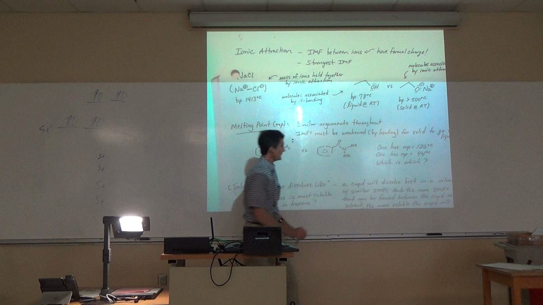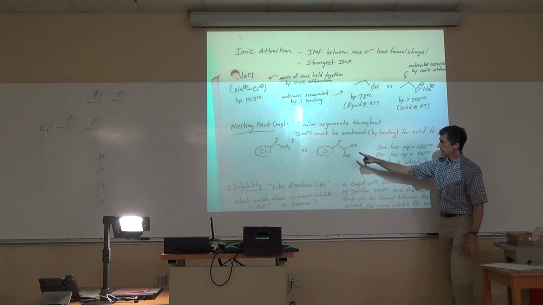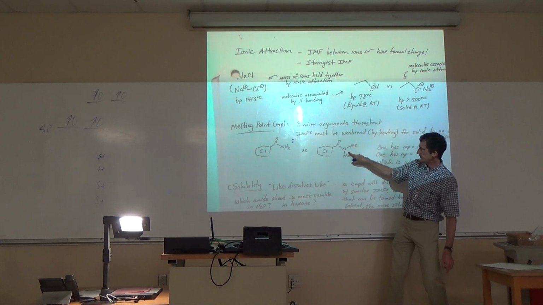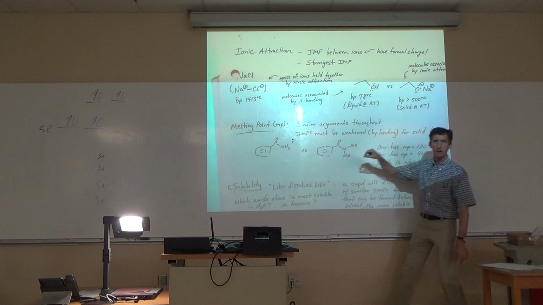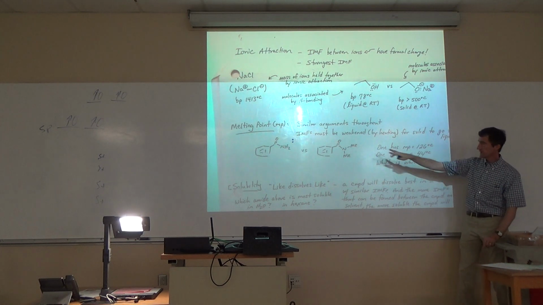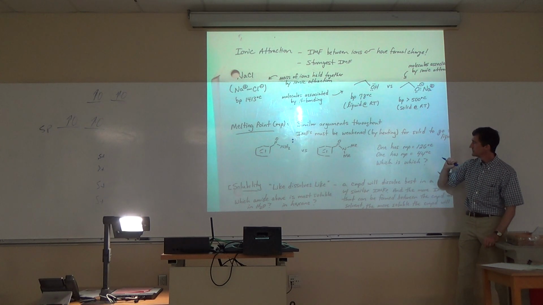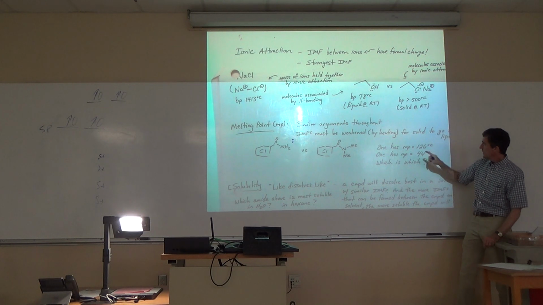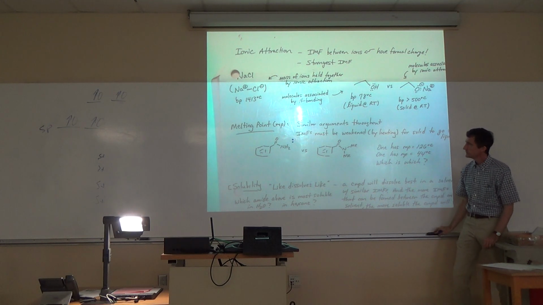Question. One of these here, what have we got here? A tertiary amide and a primary amide. They're not constitutional isomers. One has a melting point of 126, the other 144. Which is which? Which would have the higher melting point? The second one.